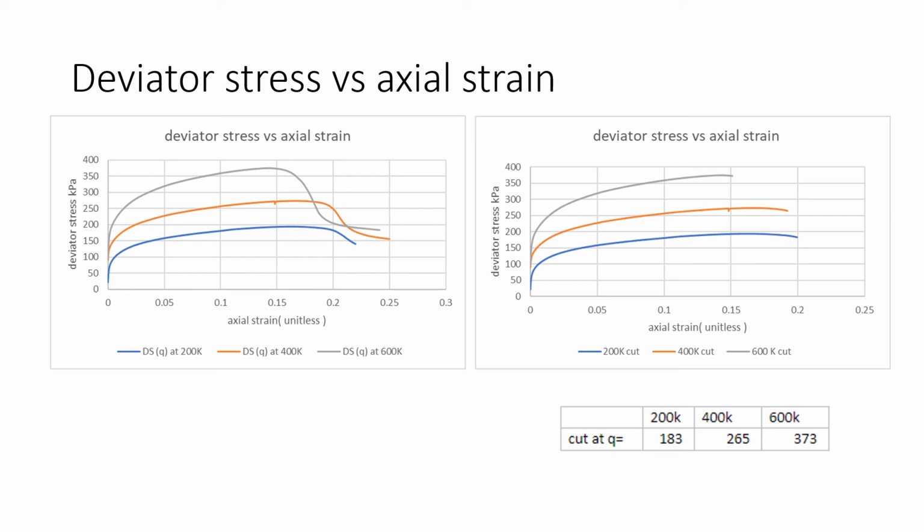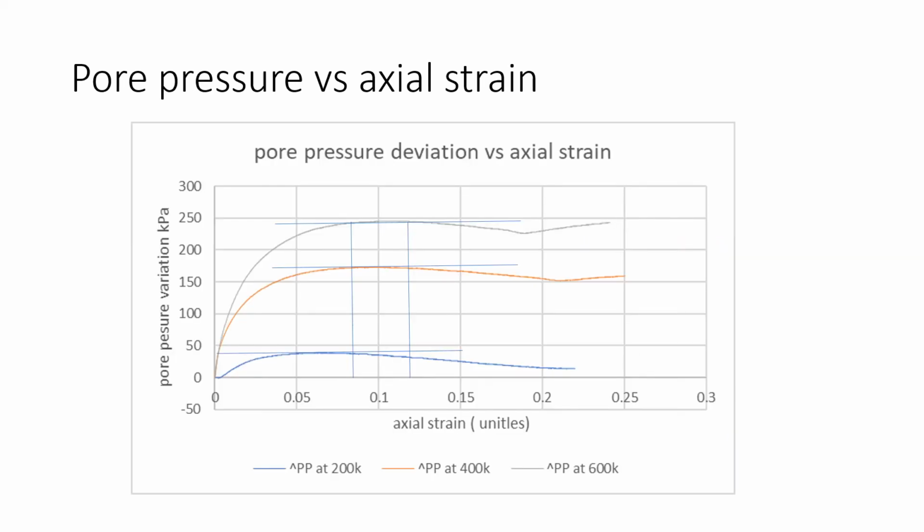We found failure at the deviated stress value 183 kPa, 265 kPa, and 277 kPa respectively. This makes sense as the samples under higher pressure failed sooner. Because they are restrained samples, they will not fail completely, leading to the long tails observed.